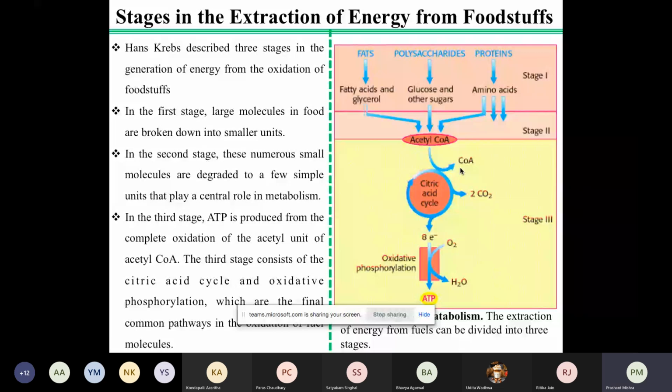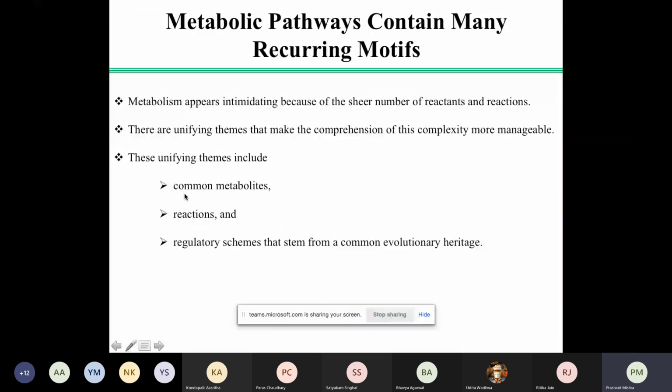That will be a very complicated, very energy intensive process. And that's why these central themes have been approached, where you have a common metabolite, common reactions, and the regulatory mechanism that stems from a common evolutionary heritage. What it means is that you have a common theme by which a similar kind of mechanism occurs, whether it is a bacteria or a human being, to control the regulation.